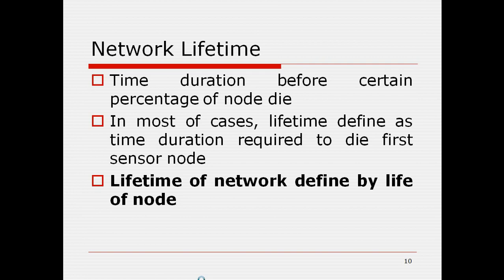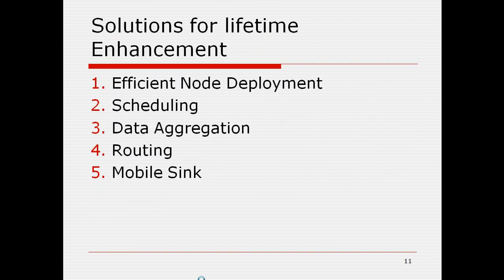So if we increase the lifetime of a node, we can increase the life of the sensor network, and we can increase the lifetime of a node by decreasing radio communication, because radio communication consumes most of the energy in a sensor node. A solution for lifetime enhancement is efficient node deployment. Arrange nodes in such a way that routing is reduced, area coverage is maximized, and fewer nodes are required.